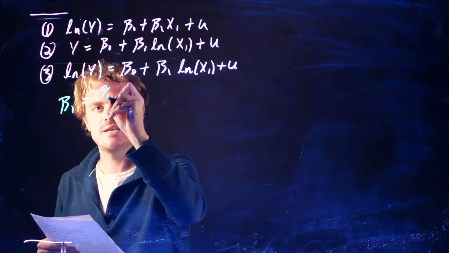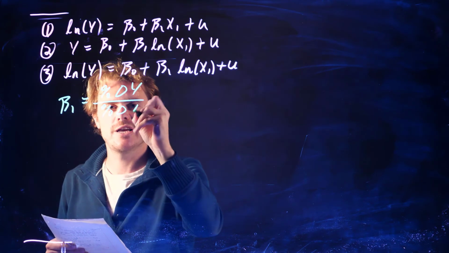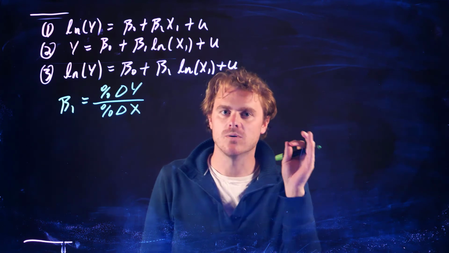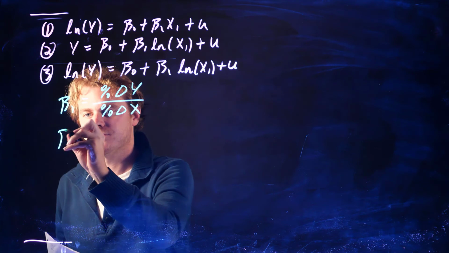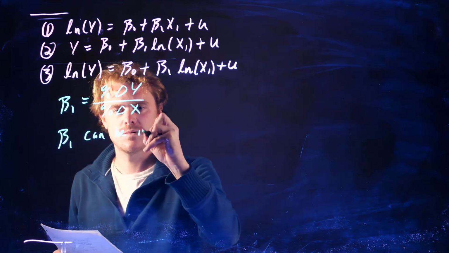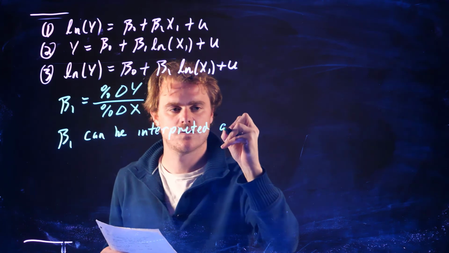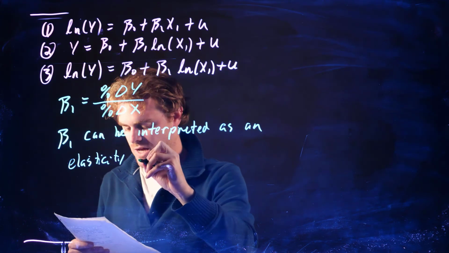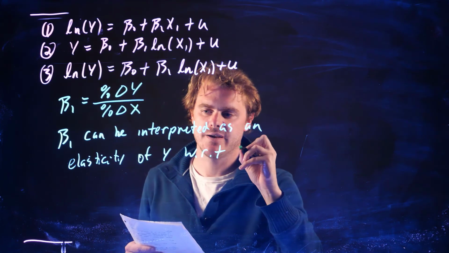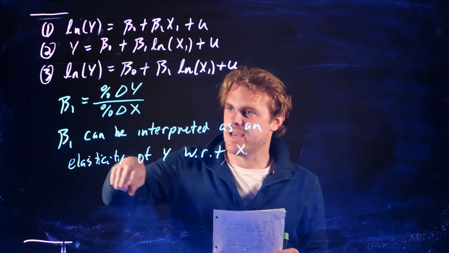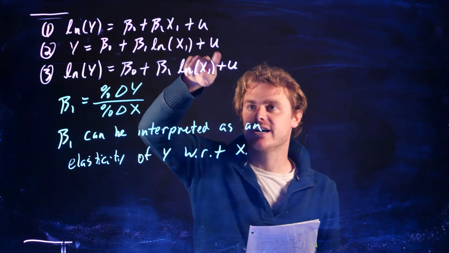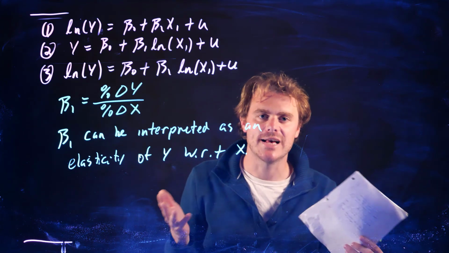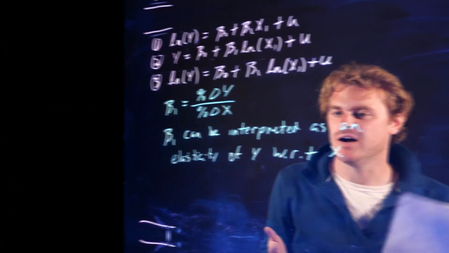Beta 1 is the percentage change in y over the percentage change in x. A percentage change in one variable over the percentage change in another. Well, we know what that's called in economics. That's an elasticity. So it's an elasticity of y with respect to x. Here we're saying a 1% change in x1 is causing a beta 1% change in y, which by definition, we call an elasticity in economics. So beta 1 is the elasticity of y with respect to x.